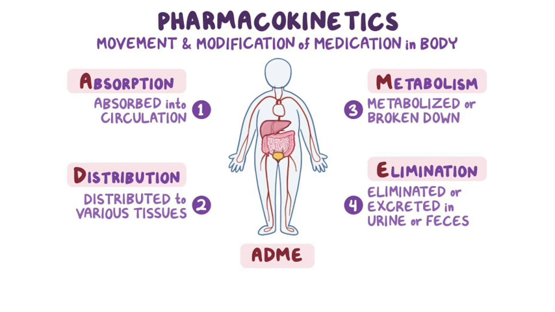Yohimbine. What is the mechanism of action of yohimbine? Alpha-2 antagonist. What is yohimbine used for? Sexual dysfunction. What is albuterol's mechanism of action? Beta-2 agonist. Ritodrine. What is its mechanism of action? I hope you're saying beta-2 agonist.